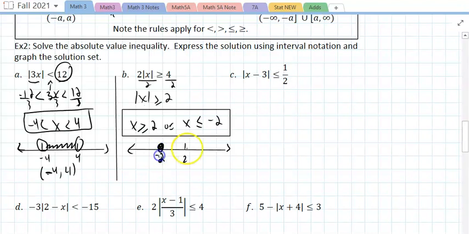and not the between part. So interval notation, this runs from negative infinity all the way to negative 2, union with 2 to infinity.